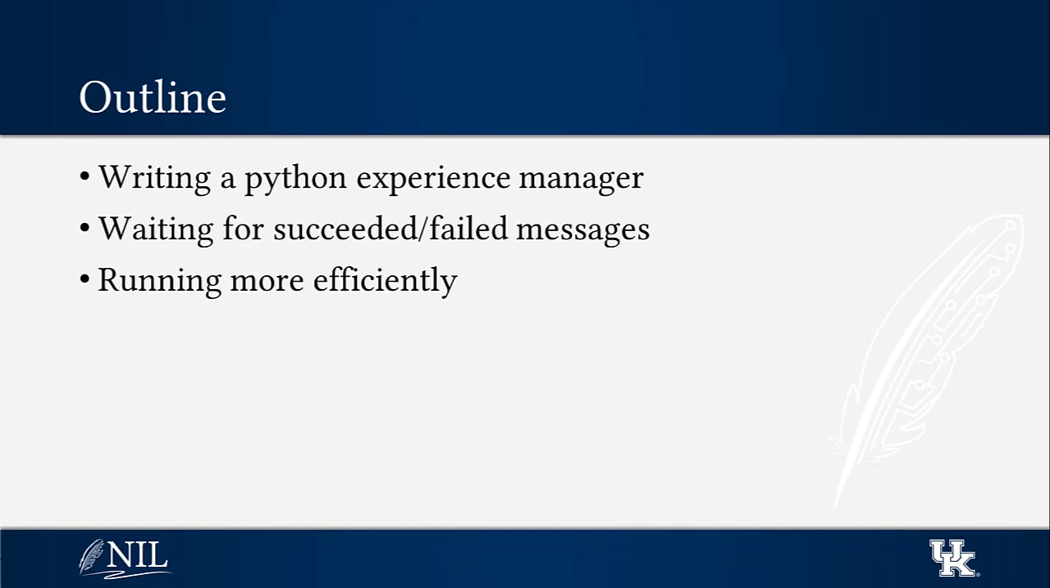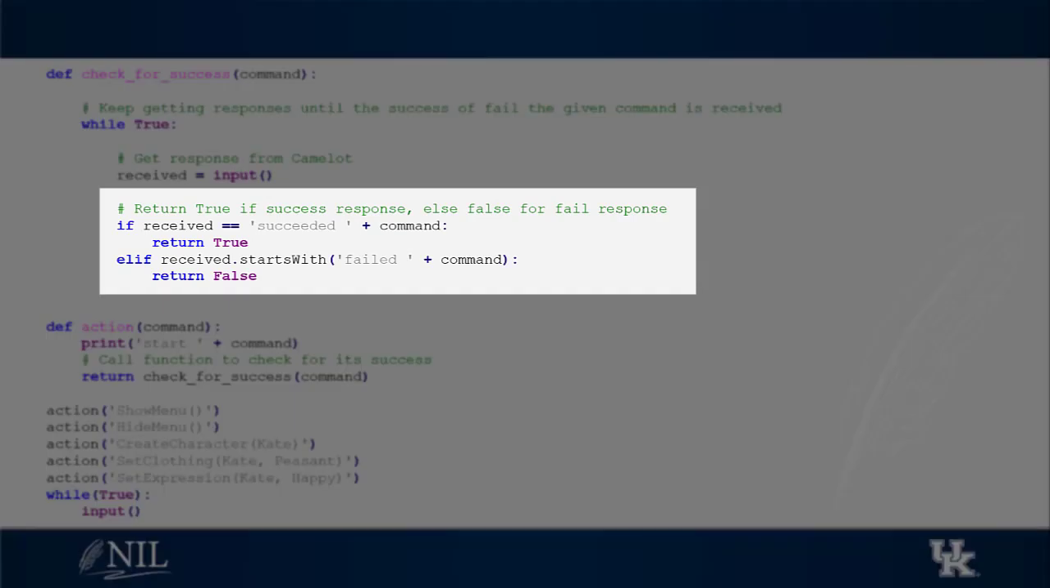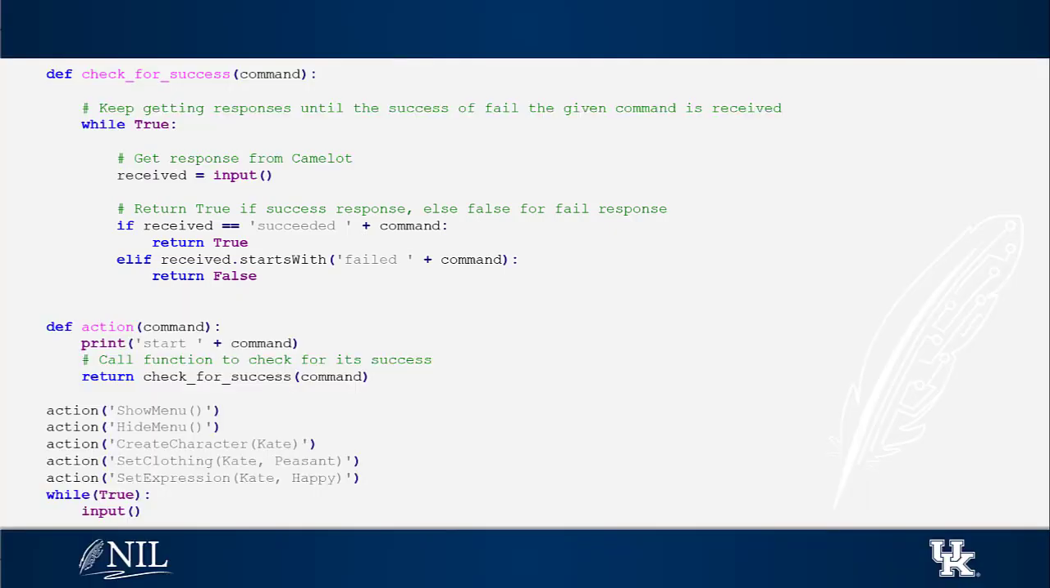the take command fails. Listening for a failed command from Camelot is similar to how we wait for a succeeded message. However, we must remember that the failed messages also include a text describing the reason for failure. That is why we must use starts with rather than equal to check for a failure message. Notice that our experience manager returns true if the action succeeds and false if the action fails. Based on this value, the experience manager can decide how to proceed with the execution of a command sequence.